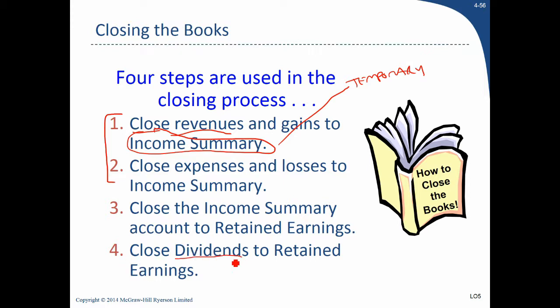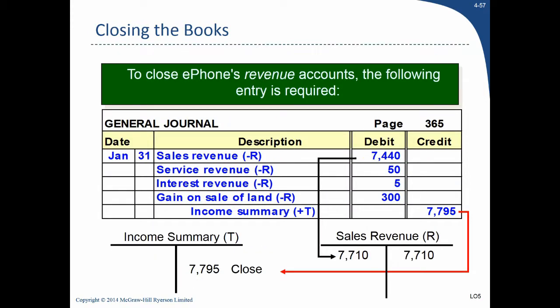That'll be the dividends declared to retained earnings. Okay? So let's see how that looks. We're going to show an example. So here's an example of closing, or to close, we put to zero all these accounts.